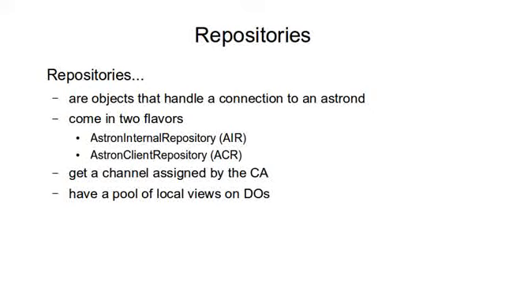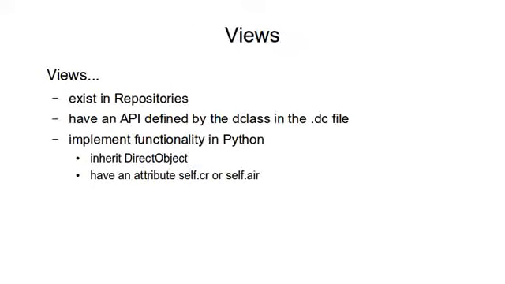The point of having these repositories is that they manage a pool of views on distributed objects, which are Python objects that implement the behavior of the underlying distributed object, by creating or reacting to messages and through their Python API. They inherit the class DistributedObject, which in the Panda3D-based implementation of repositories also inherits DirectObject to tie everything together with Panda3D. They also keep a reference to the repository in which they reside, namely self.air or self.cr, depending on the kind of repository. This will probably soon get streamlined into self.repo.